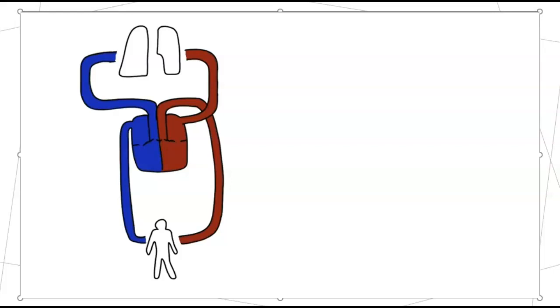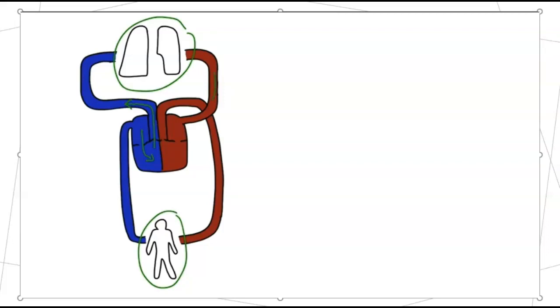So if you imagine the way that blood flows through the body, if you've got a diagram here of the lungs and here of the body, let's say blood starts in the right hand side of the heart, in the right atrium, flows to the right ventricle, then this is pumped out into the pulmonary arteries, which takes blood to the lungs. You get rid of CO2 there and you pick up oxygen there.